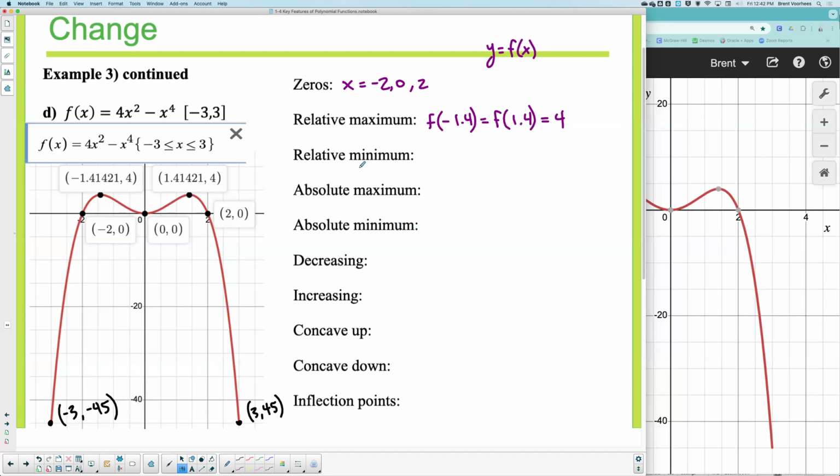Do we have any relative minimums? How many minimums? 3. So I have these two. I'm going to use the shortcut way again. f of -3 equals, since these are both... I didn't put -45 there. No one corrected me. -45. There you go. I'm going to say f of -3 equals f of 3. And what do they both equal? -45.